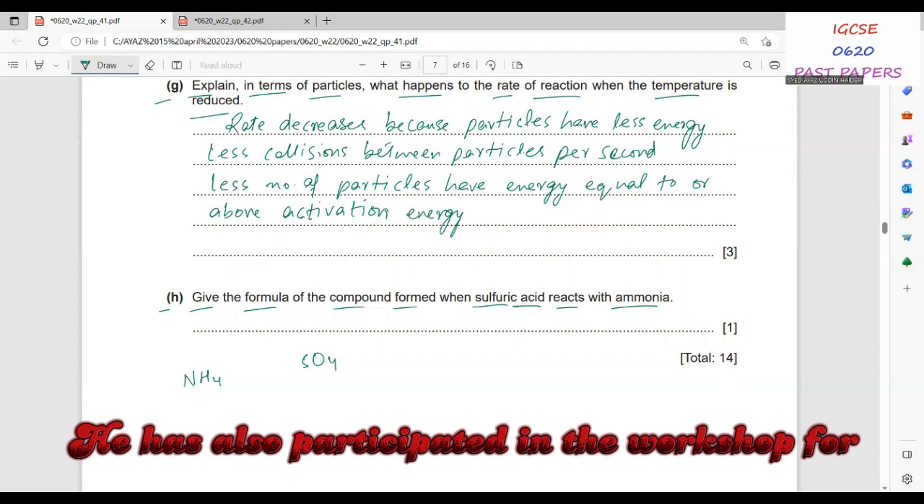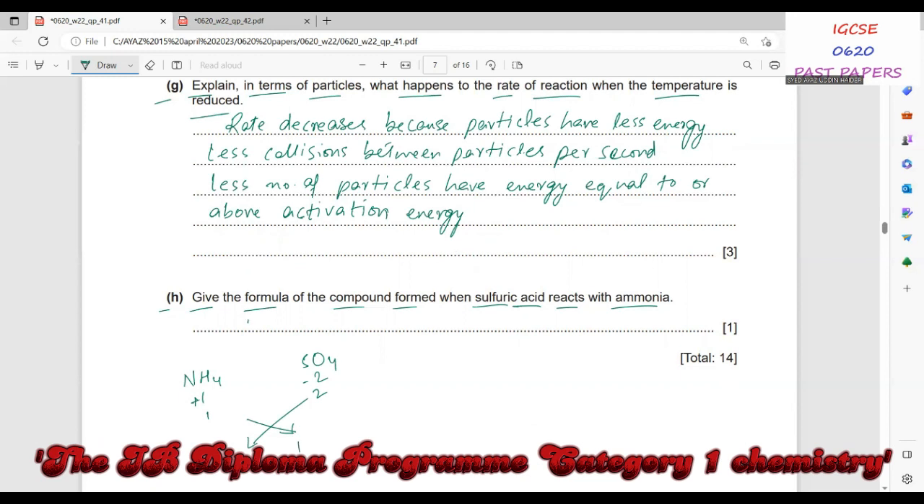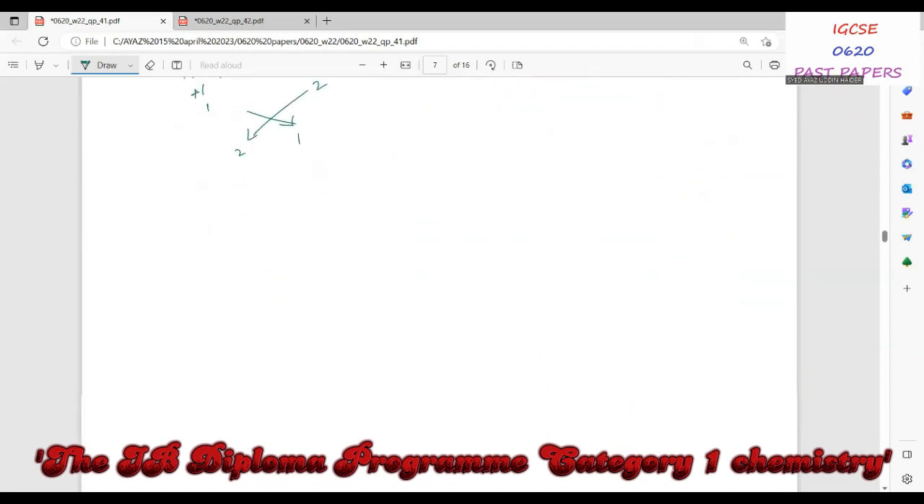The formula will be, let's predict the formula. Ammonium will carry +1 charge, sulfate will carry -2 charge. Ignore their charges. These subscripts will be exchanged now. You will get (NH4)2SO4. This is ammonium sulfate.